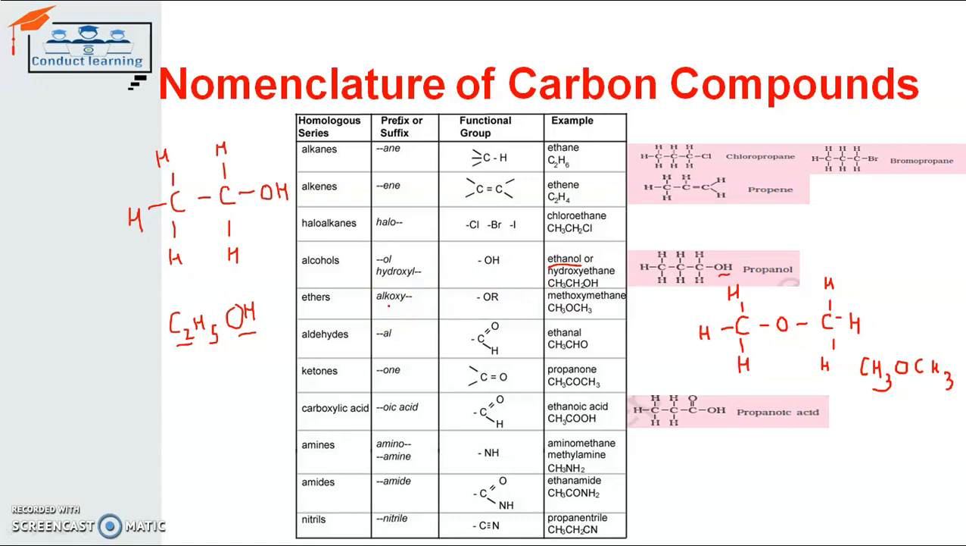Another example is here for the aldehyde group. As we have already done, in the aldehyde group the prefix or suffix will be al, and the functional group is CHO. That means to say carbon has a double bond with the oxygen and a single bond with the hydrogen itself. And the example they took is for ethanal.